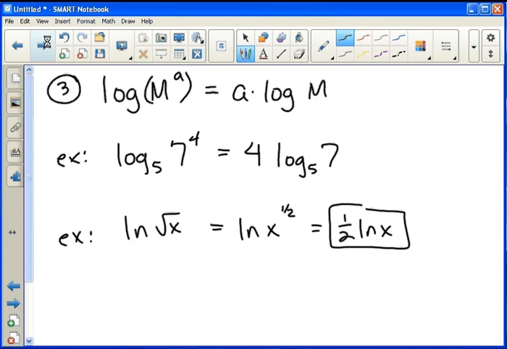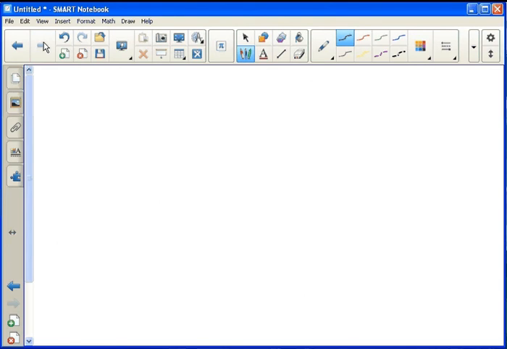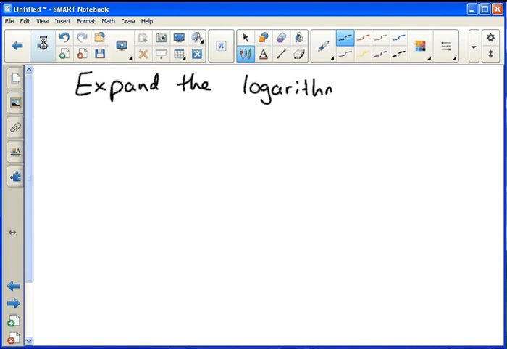So for all of these next examples, the directions are to expand the logarithms. And that's been the direction we're going in so far, as we've been expanding. So this is just going to put the rules together in one place. So let's say we have log base 2 of x squared times the square root of y.